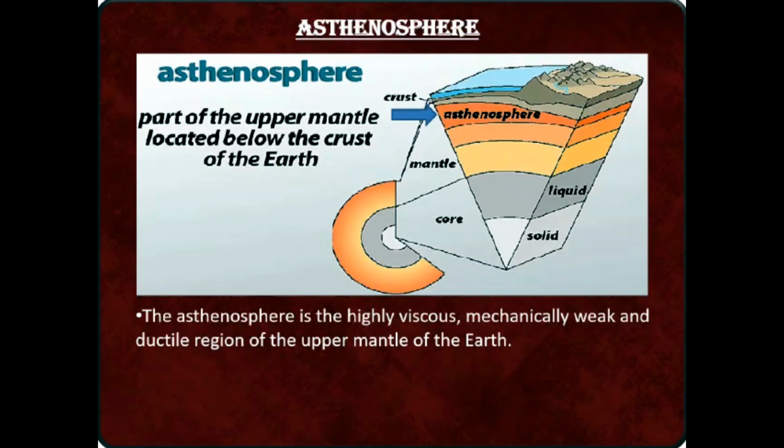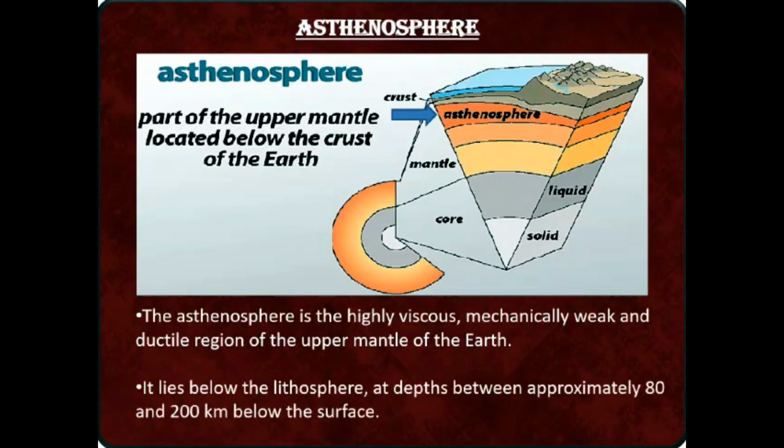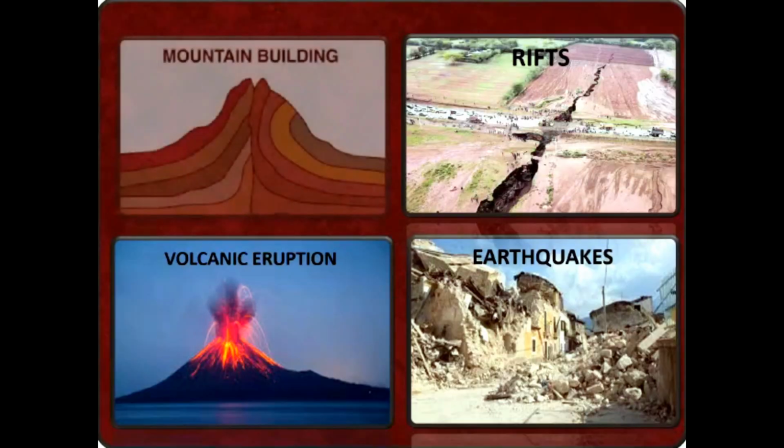Mechanically weak and ductile. Now what is ductile? That is able to change form without breaking. So the asthenosphere is highly viscous, mechanically weak and ductile region of the upper mantle of the earth. It lies below the lithosphere at depth between approximately 80 to 200 kilometers below the surface.